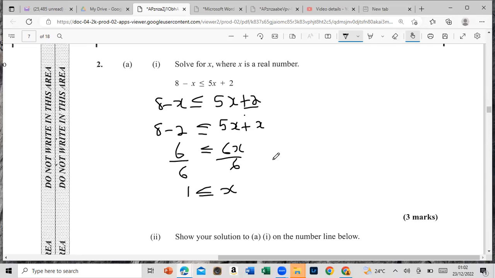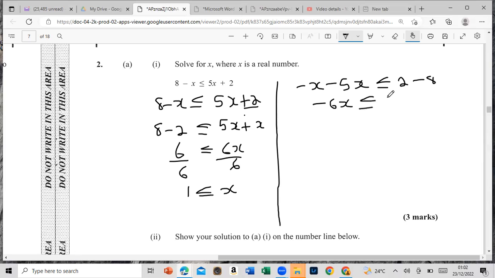If we turn this around, it's actually saying x is greater than or equal to 1. All right, I'll show you guys because some people still will not get it. So we carry over this, so it will be negative x minus 5x, and then it will be 2 minus 8. When I did it both ways, persons will now really get it.